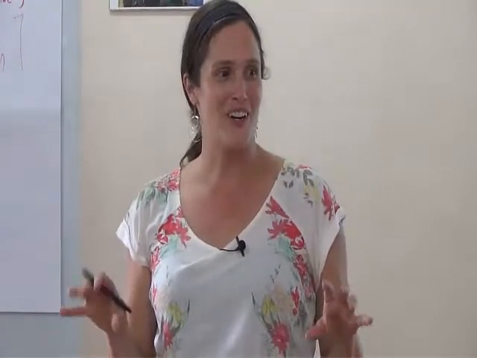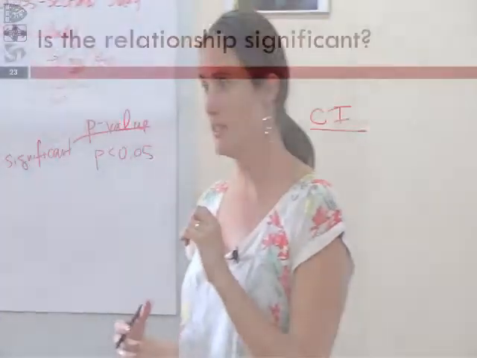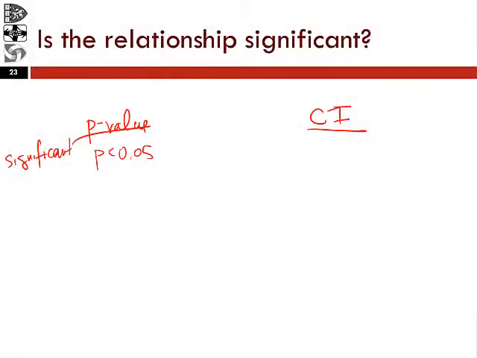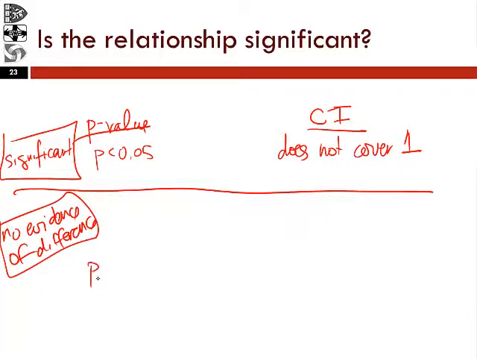Okay, this one's much harder. What do I need to see in the confidence interval to say that it is significantly different? So if the confidence interval does not cover 1, then you can say that it is significant. For non-significant, so when I say no evidence of a difference, it's just the opposite of this. So I say no evidence of a difference if p is greater than 0.05 or if the interval covers 1.